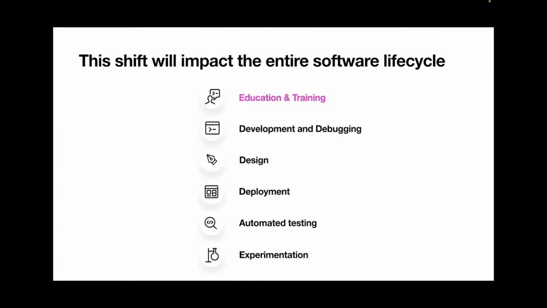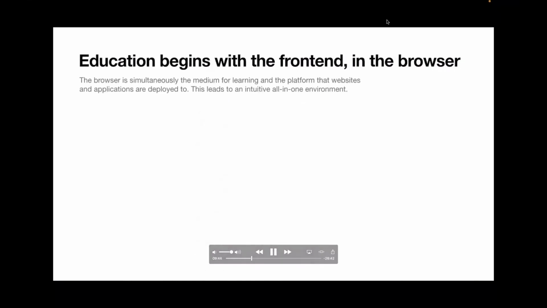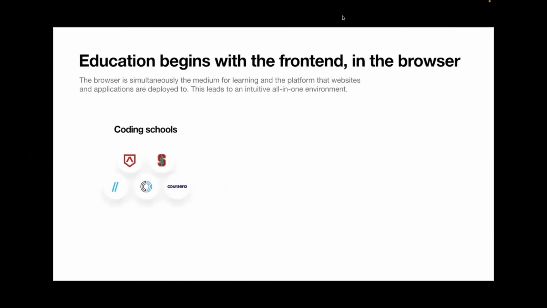So when you think about those trends that I just talked about with Ruby on Rails and Django, and how we're seeing the rise of front-end-first frameworks, one way of looking at that is that education is beginning with the front end. In a lot of cases, beginning inside the browser. So you see coding schools gravitating towards teaching these skills.